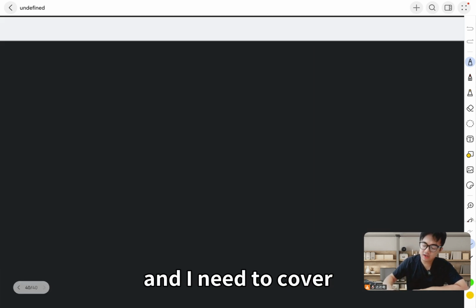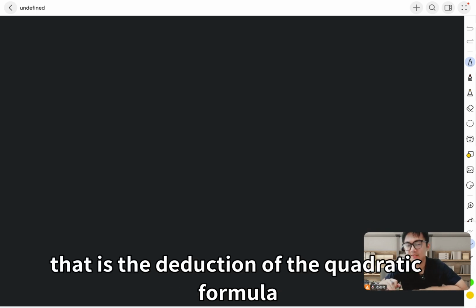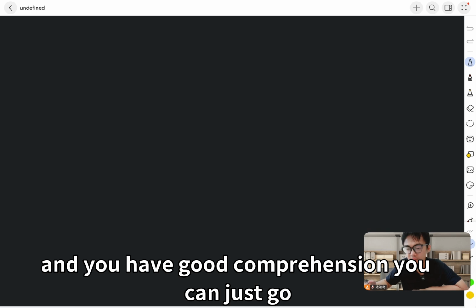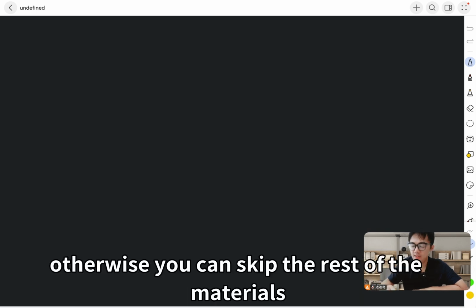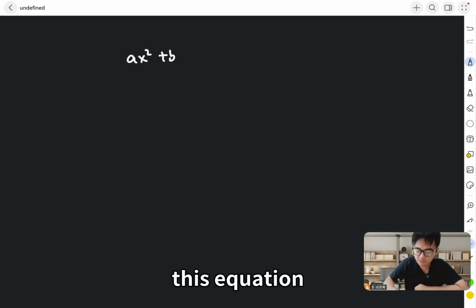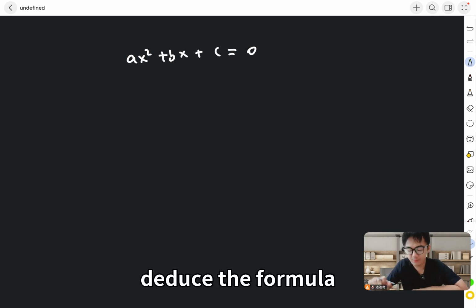And I need to cover a harder study material, that is the deduction of the quadratic formula. If you're a really good student and you have good comprehension, you can just go on. Otherwise, you can just skip the rest of the materials. So let's try to solve this equation by completing the square. So how do we deduce the formula?